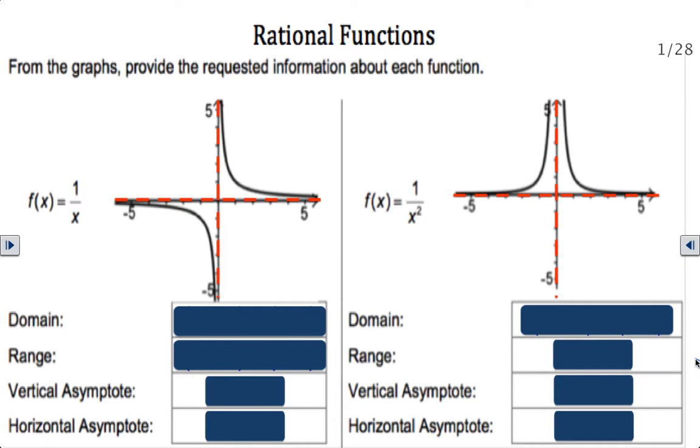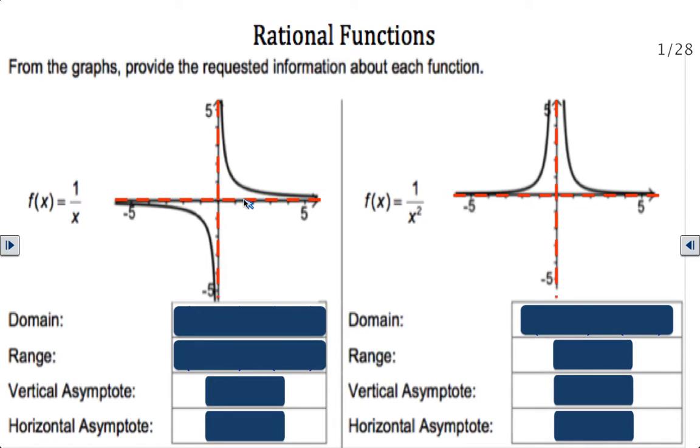This is the first video about rational functions, and on this page you just have the two examples of your rational parent functions. The first one is just 1 over x, and it looks like this. You have a curve that goes right here and a curve that goes right here. These red dotted lines are not part of the graph. These are just showing where the asymptotes are.